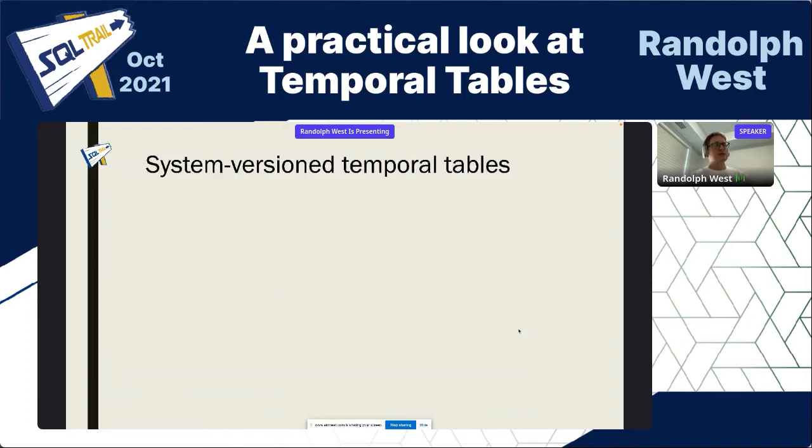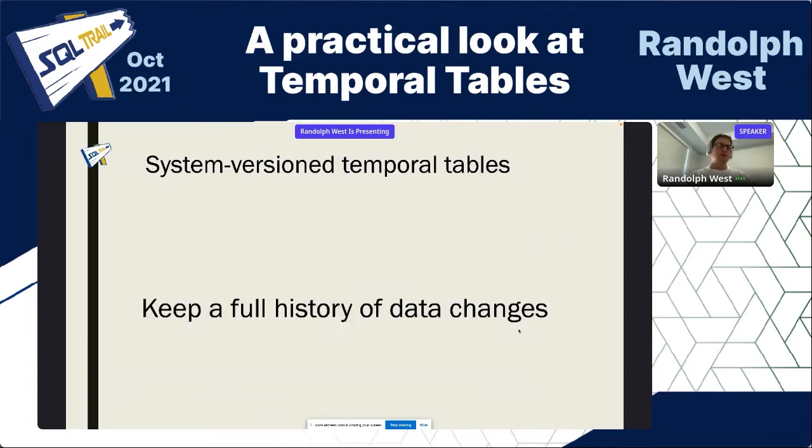So system versioned temporal tables. What are they? Well, they keep a full history of data changes. What that means is if you make a modification to your table, like a delete or an update. Sorry, I was thinking CRUD, C-R-U-D. If you do a delete or an update, it takes a copy of the row that is being modified, whether it's being deleted or being updated. It takes that old row and puts it into a history table.